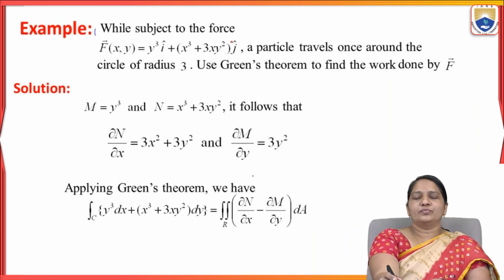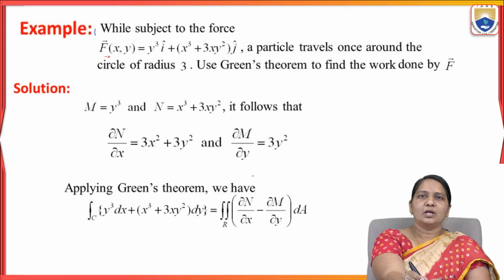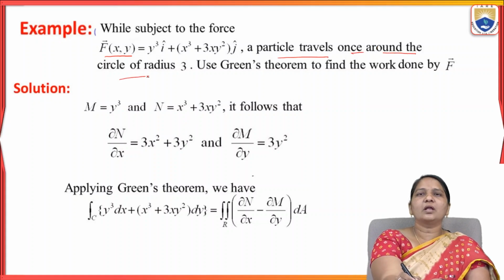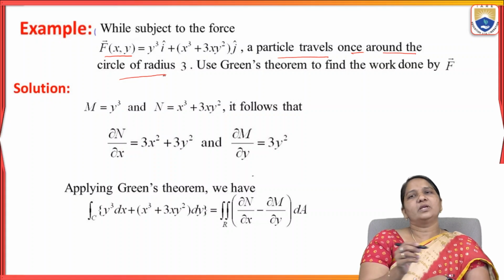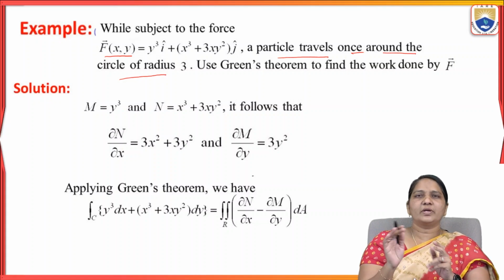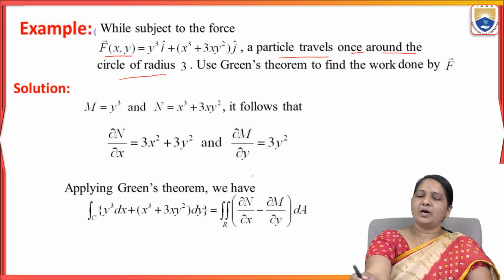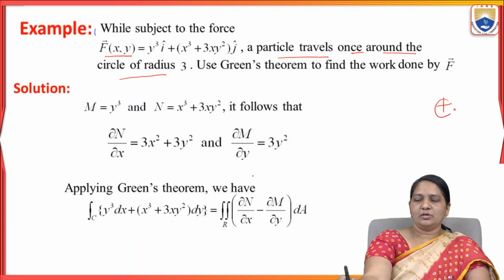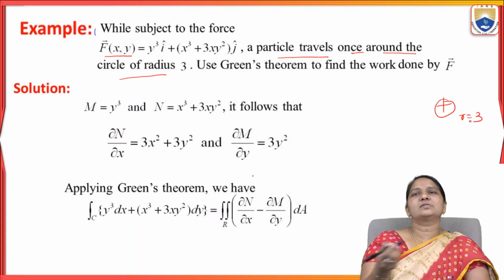While subject to the force, what is the force given? F bar of x comma y equals y cube i bar plus (x cube plus 3xy square) j bar, and a particle travels once around the circle of radius 3 between the given two curves, y equals x square and y equals x. Here the given particle travels once around the circle with radius 3.